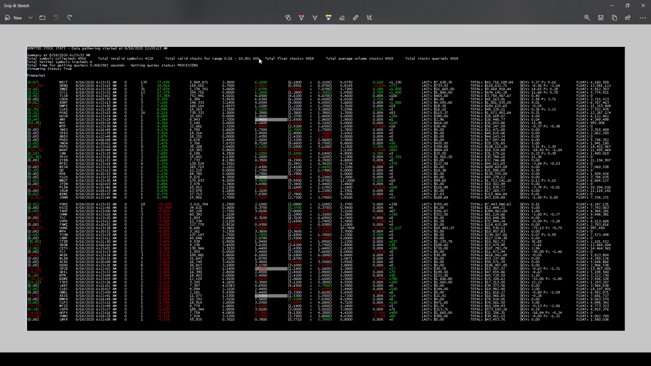So there's 689 of those. This is our float value collection data. So we've collected all the float values for all of those stocks, collected the average volume for all of those, and we have the total stocks queried is 4918. Next is the amount of Twitter symbols tracked.